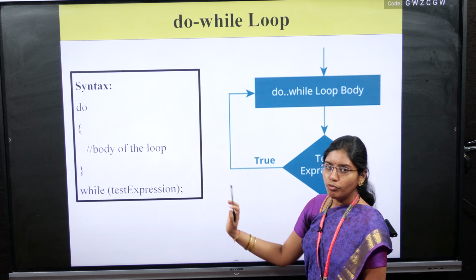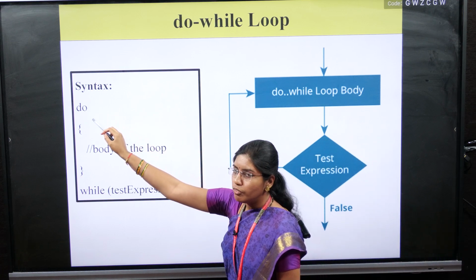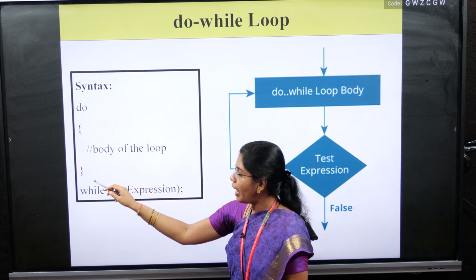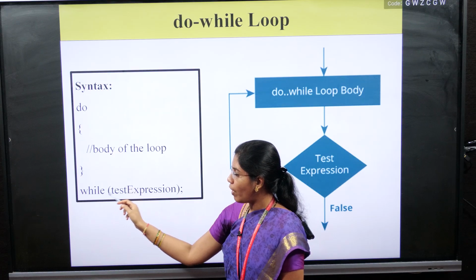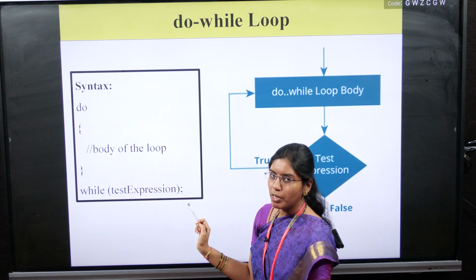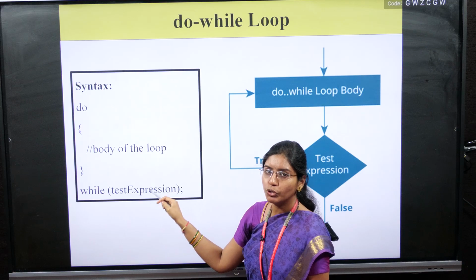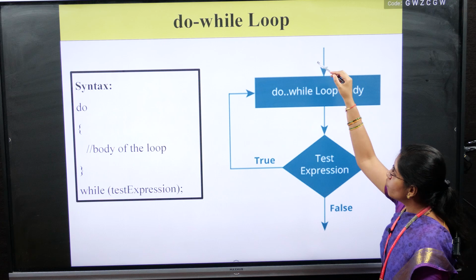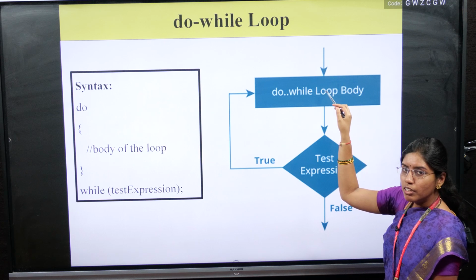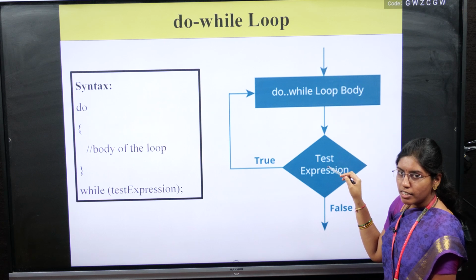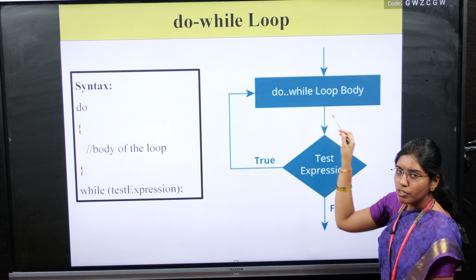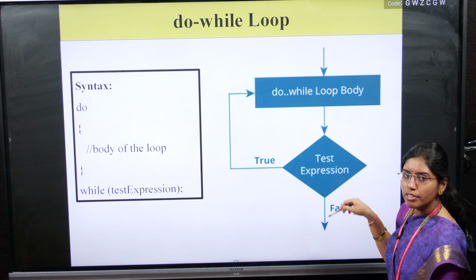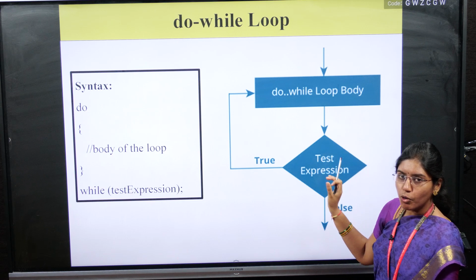This is the syntax of do while. First we need to write the keyword do, open the braces, write the body of the loop, close the brace, and then write while and the test expression, ending it with a semicolon. So at the exit level we write the condition. This is the flow diagram. First the statements are executed, then your condition is checked at the exit level. If the condition is true, then the statements are repeatedly executed until your condition is satisfied. Once your condition is false, it is going to exit. So this is about your do while.